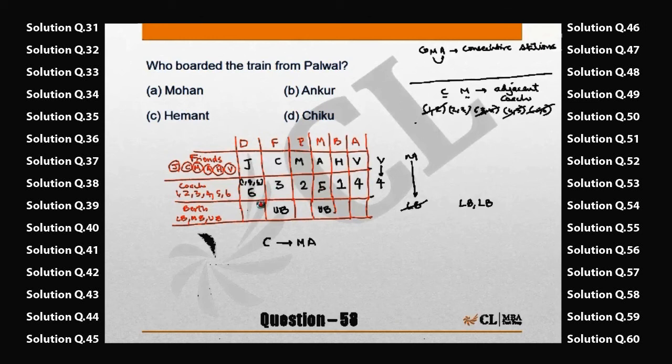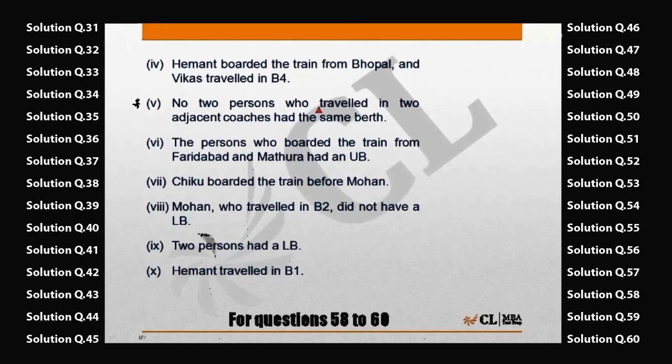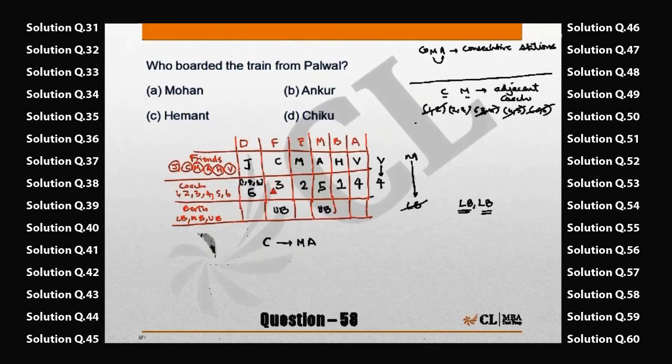Then there's just one thing to handle. No two persons who travelled in two adjacent coaches had the same berth. So if 3 is an upper berth, 2 and 4 cannot be upper berth. So 2 cannot be upper berth, and Mohan does not travel in lower berth, so the only possibility is a middle berth. Anything else? 3, 4 and 5. There have to be 2 lower berths. 1 and 4 can be lower berth. 1 and 6 can be lower berth. So anything is now possible. So this is what we'll get once we list down all the cases.